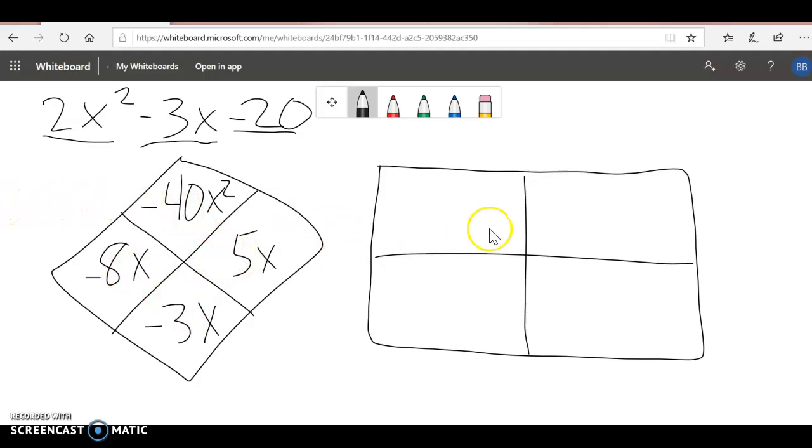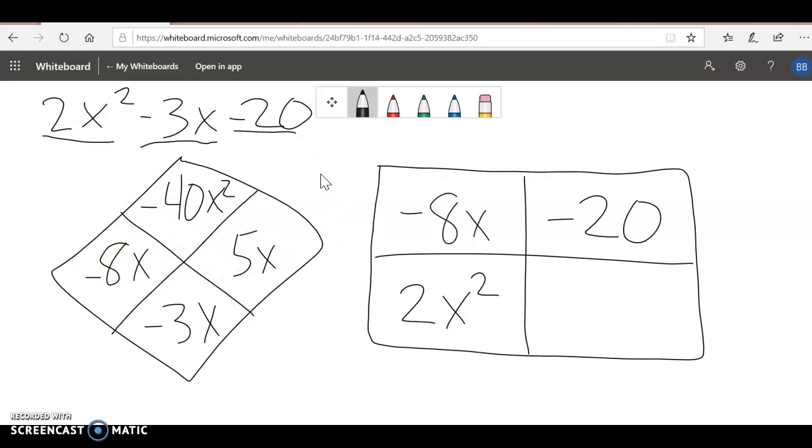Now we're going to go ahead and move on to the rectangle. You're going to take your original x squared term and put that on the bottom left, your original constant term, your c term, on the top right, and you're going to take your x's from right here. The new x's that you found were negative 8x and 5x. Go ahead and place those in there. Now we're going to try to find the product from the outside of this rectangle. So we're going to try to find the dimensions, the product.